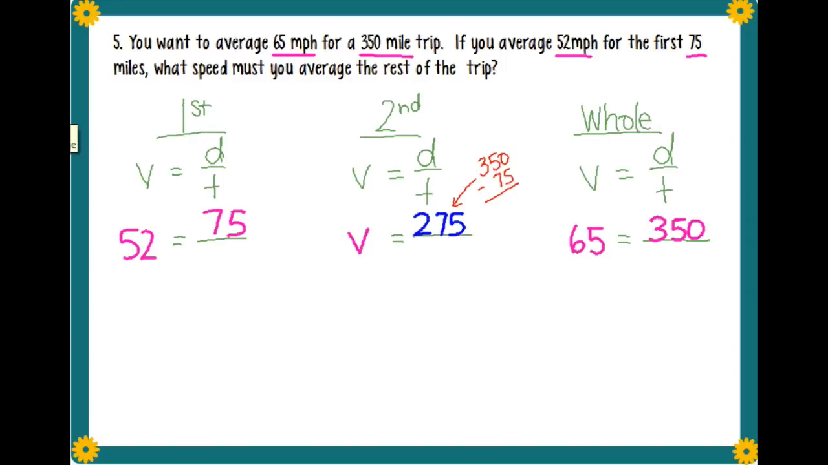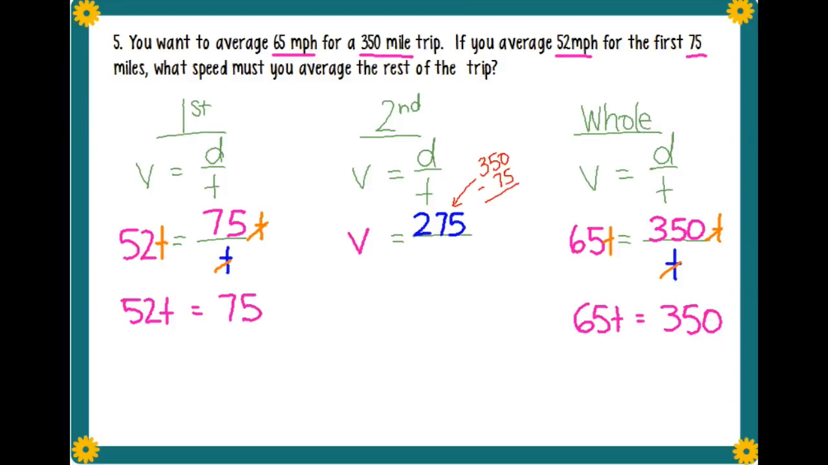So now I'll do the same thing with times, but I have to find the times first. So I'm going to solve for time for the whole trip and solve for time for the first part. I'm doing the same math here, so I'm going to do them both at the same time. Solving for t here, solving for t here. Multiplying both sides of the equation by t, t cancels. Multiplying both sides of the equation by t over here, t cancels. So over here I have 52t equals 75. Over here, I have 65t equals 350.